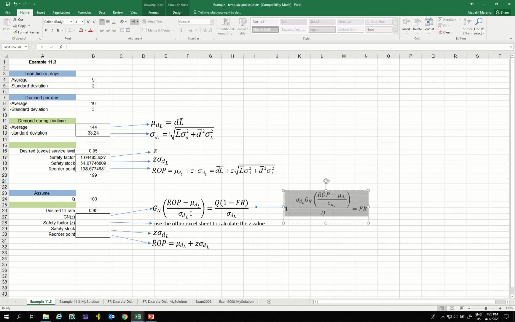So after that I will find the safety factor, that having the safety factor or the z value, I can do the calculations to find the reorder point. First, let's start with Gn of z, which is equal to Q multiplied by 1 minus fill rate divided by standard deviation of demand during lead time, which is 0.150.